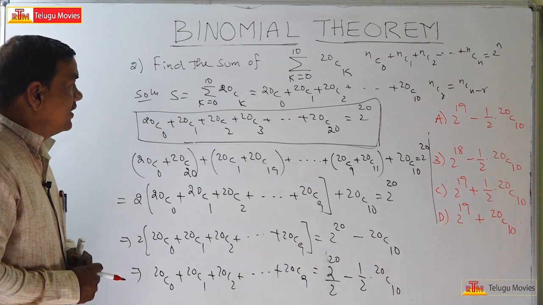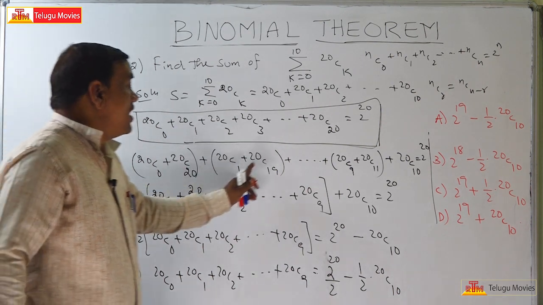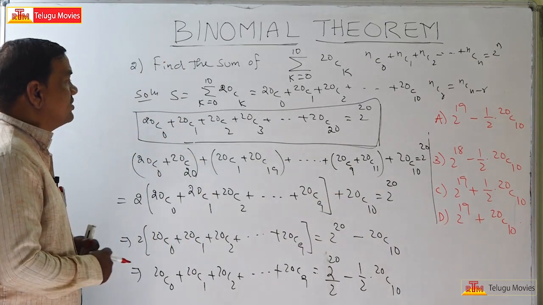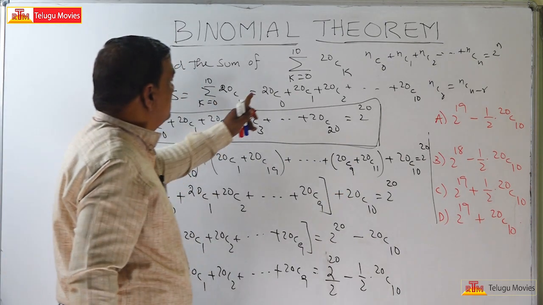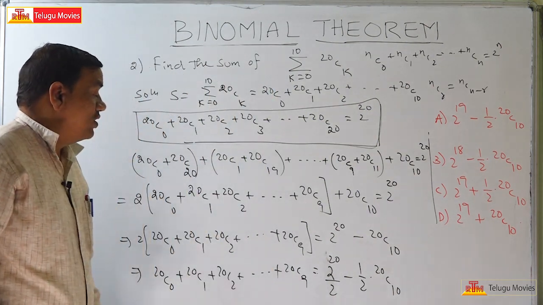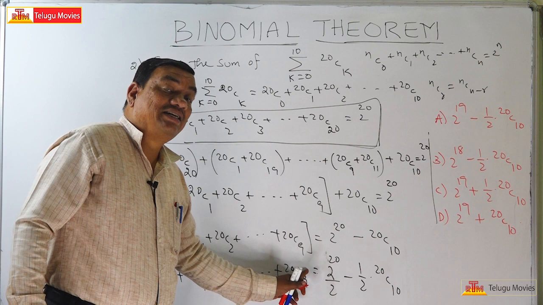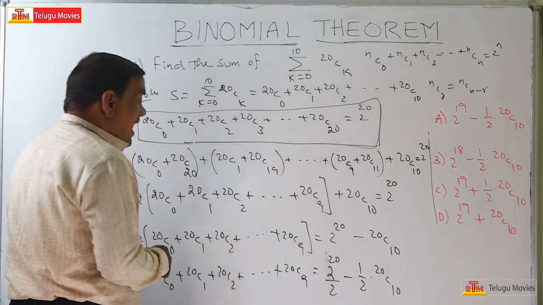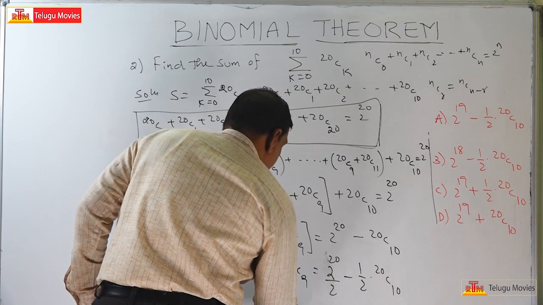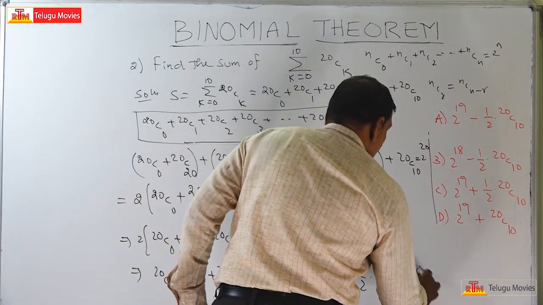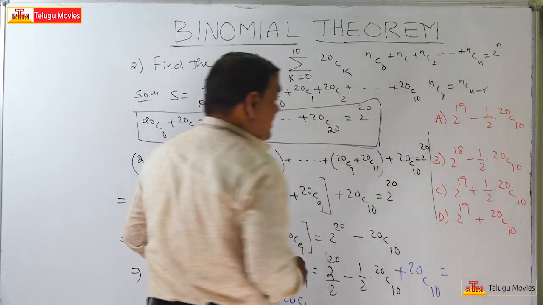Okay now, 0, 1, 2, and so on up to 9 means these are 10 terms. 10 terms are there. So it is the sum of 11 terms, but it is a sum of 10 terms only. So we want 20C10. So add 20C10 on both sides. So if you add 20C10 on both sides.